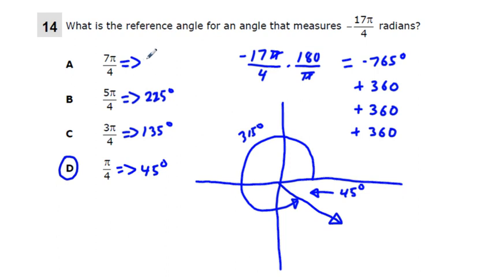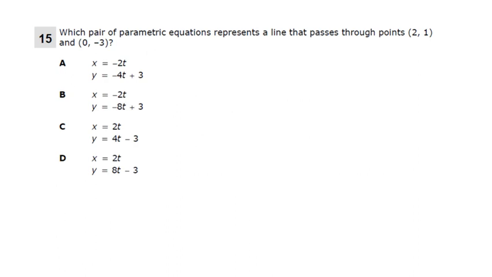15. Which pair of parametric equations represents a line that passes through points 2, 1 and 0, -3? You can just kind of try these one at a time. If you take answer choice C, so if we take 2, 1 for C, we're going to get x, which is 2, equals 2t. So therefore, if we divide by 2, t is going to be equal to 1.